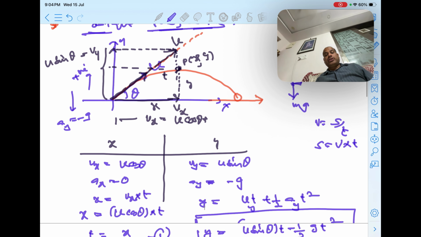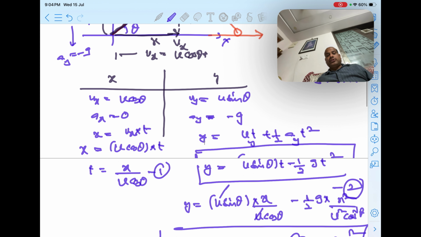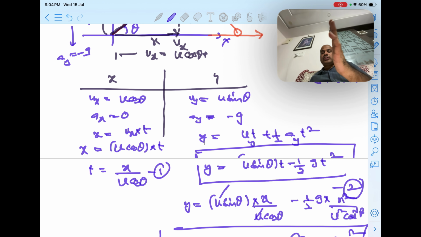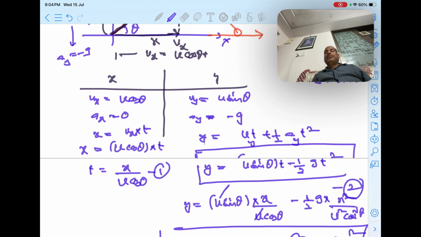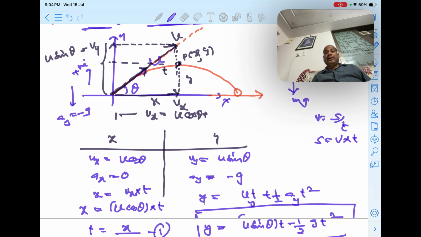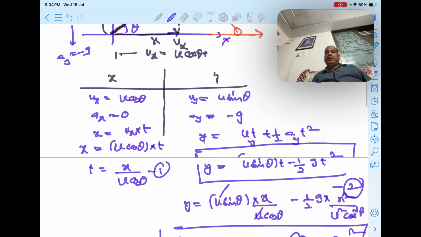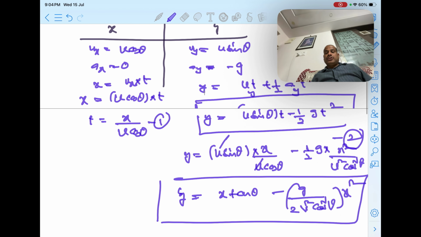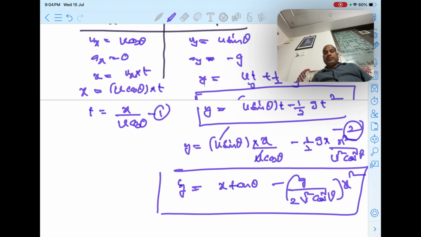Okay, so now at any time t, position (x, y) we found. In the x direction velocity is constant, so displacement is equal to velocity into time. In the y direction acceleration is there, the body is retarding in the y direction. So at any time t, position in the y direction is ut plus half a t square, where in the y direction uy is u sin theta, ay is minus g. So we'll get the equation, and our aim is to find the trajectory equation in terms of only x and y.